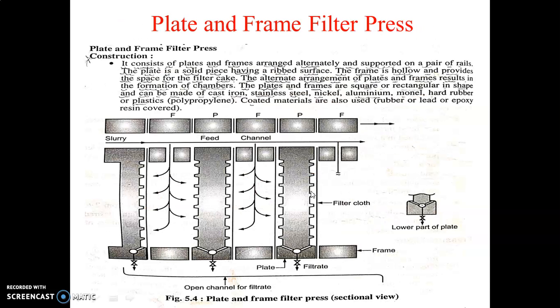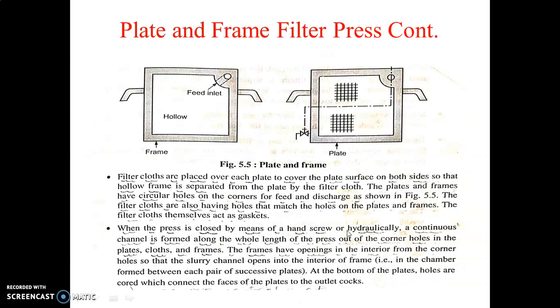So if we look at this figure, here this is the plate, and this plate is separated by a frame. Again it is separated by a frame. Then here is the plate, and it is again separated by a frame. So this arrangement we have to do in the assembly of the plate and frame filter press. And the filter cloth has holes at the corner that match with the plate and frame. So if we provide the filter cloth here, then it will also have holes at this side.